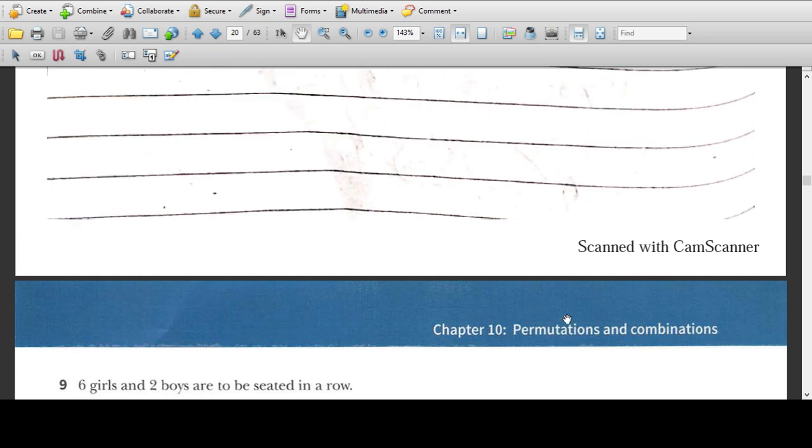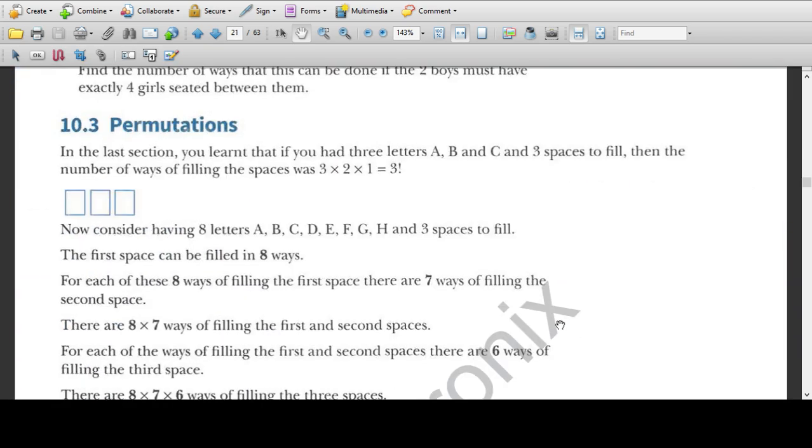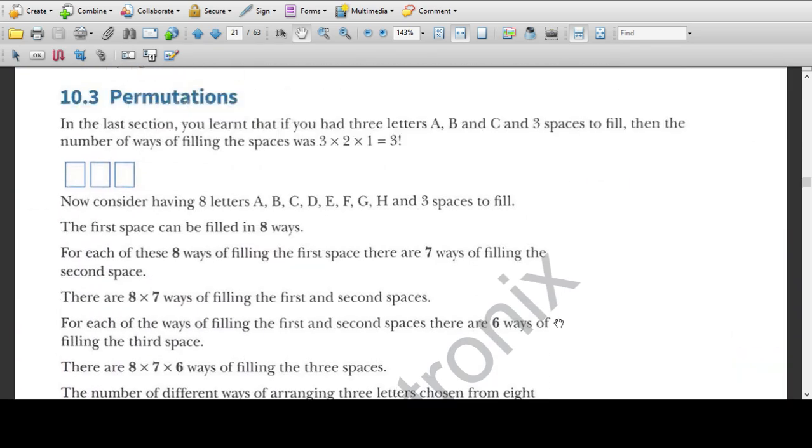This is also a very important part. Now in the next session we will discuss 10.3, which is permutation.